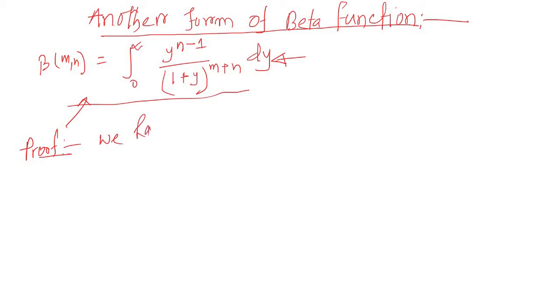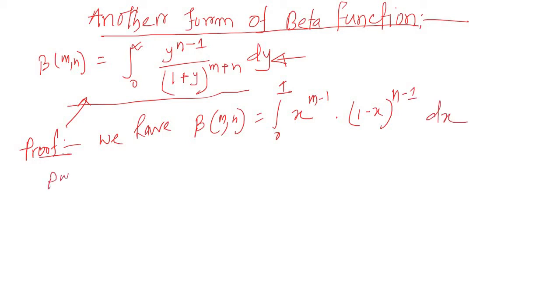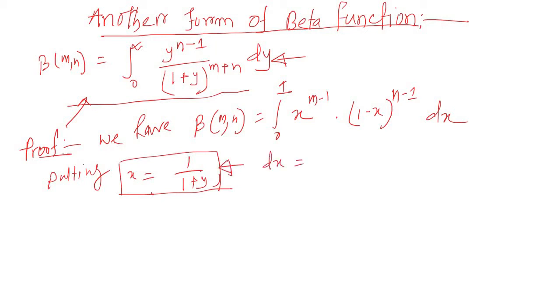We have beta(m, n) equals the integral from 0 to 1 of x to the power m minus 1 into (1 minus x) to the power n minus 1 dx. Putting x equals 1 over 1 plus y, from this equation we get dx equals minus 1 over (1 plus y) to the power 2 dy.